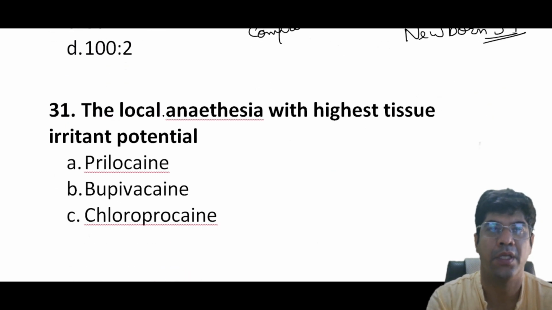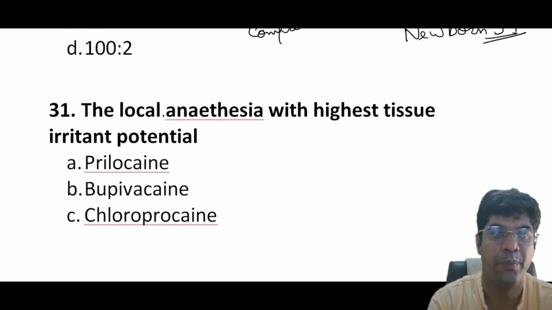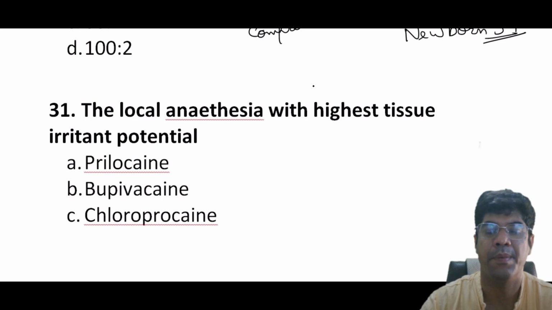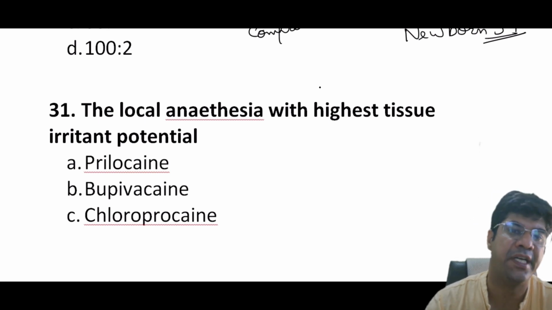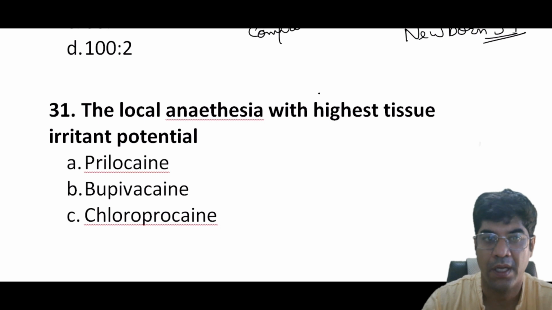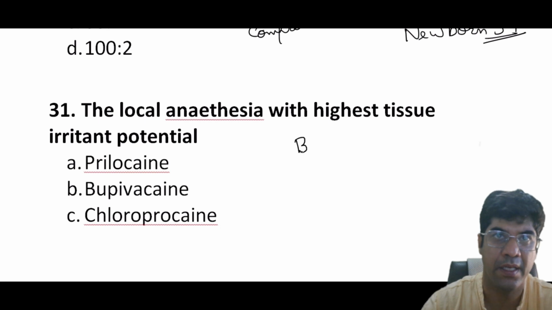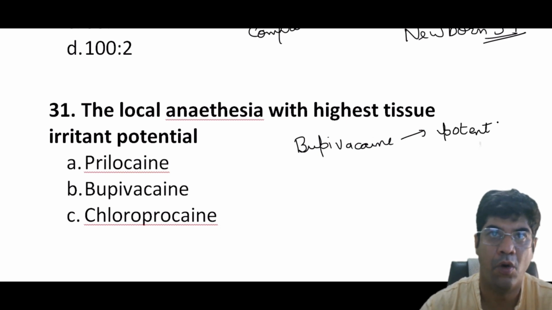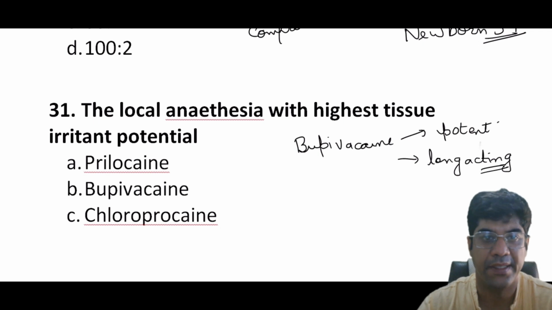Coming to the next question, the local anesthetic with the highest tissue irritant potential is bupivacaine. Remember, bupivacaine is indeed associated with a high risk of tissue irritation compared to some other local anesthetics. Remember, bupivacaine is a potent, long-acting local anesthetic that is often required for prolonged anesthesia.